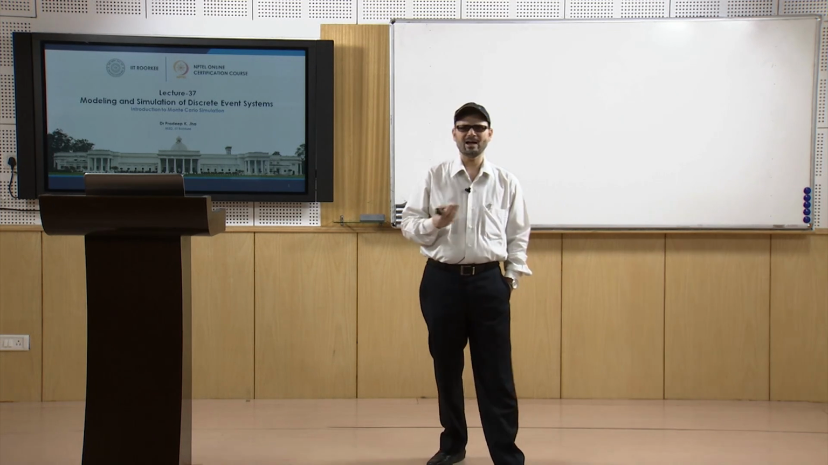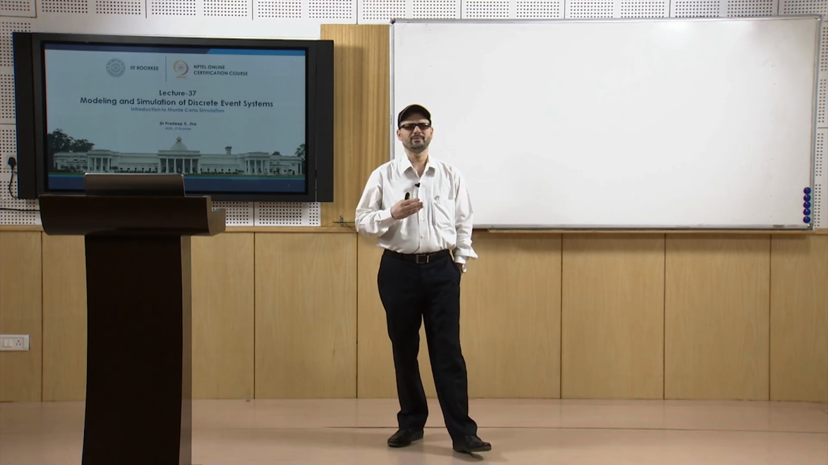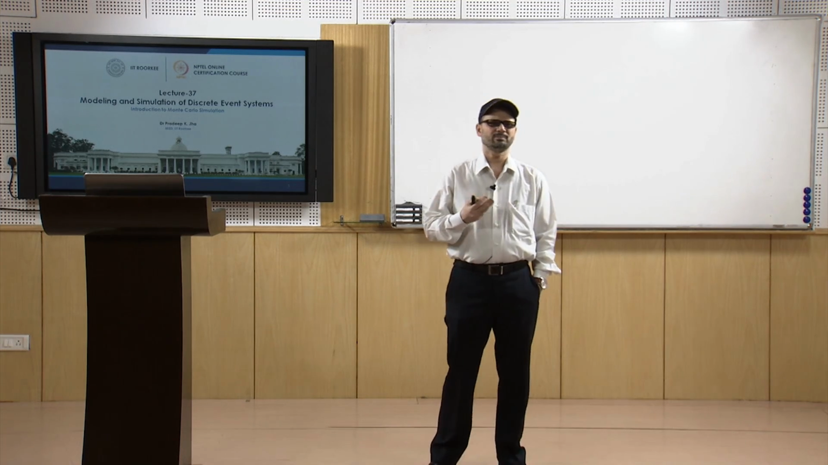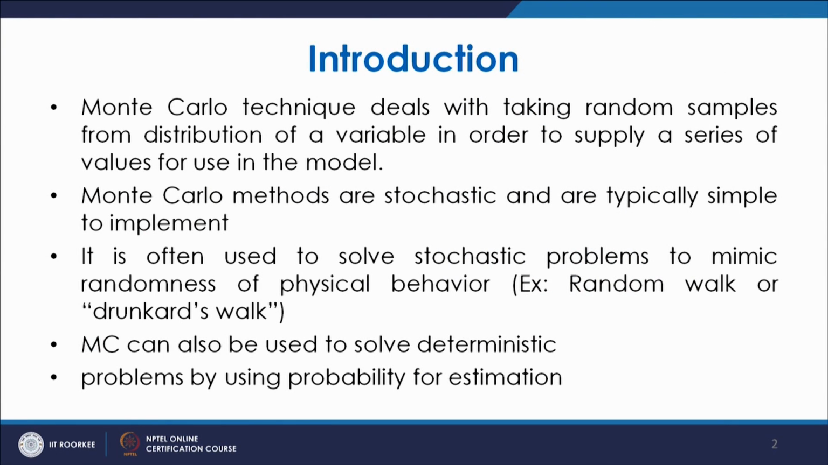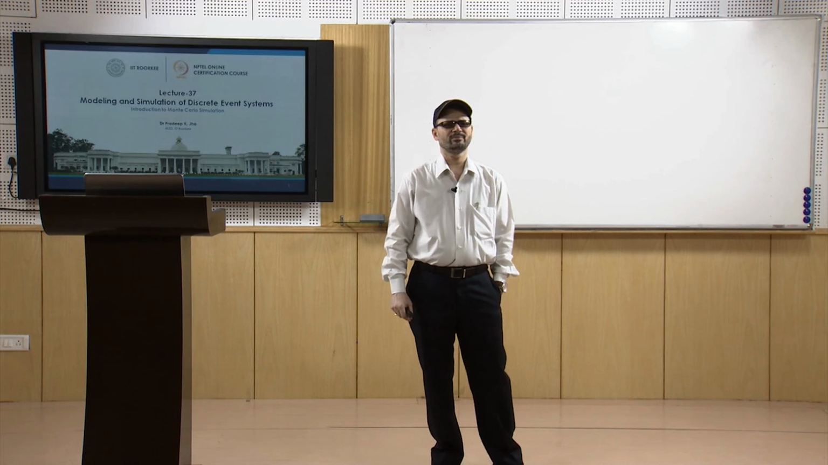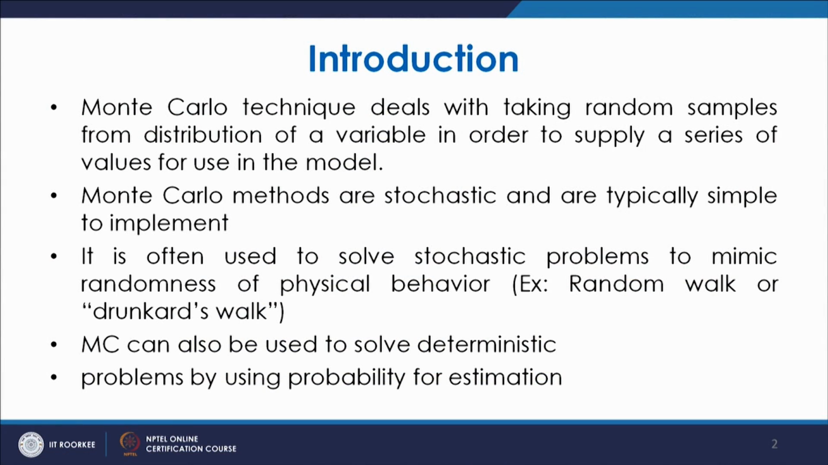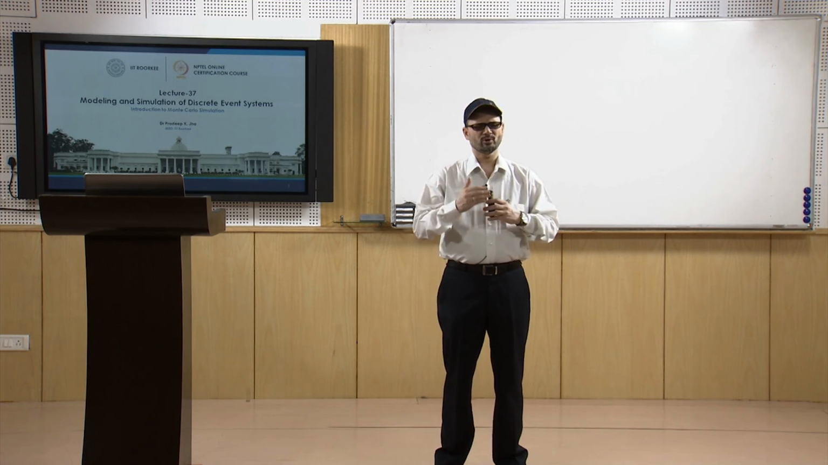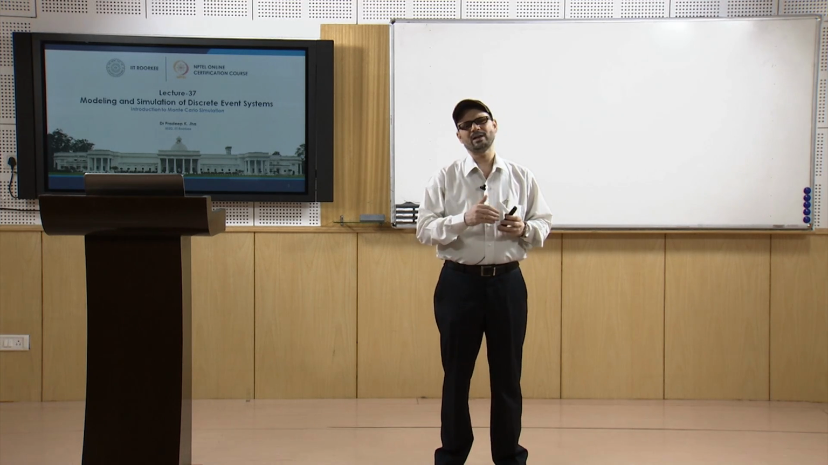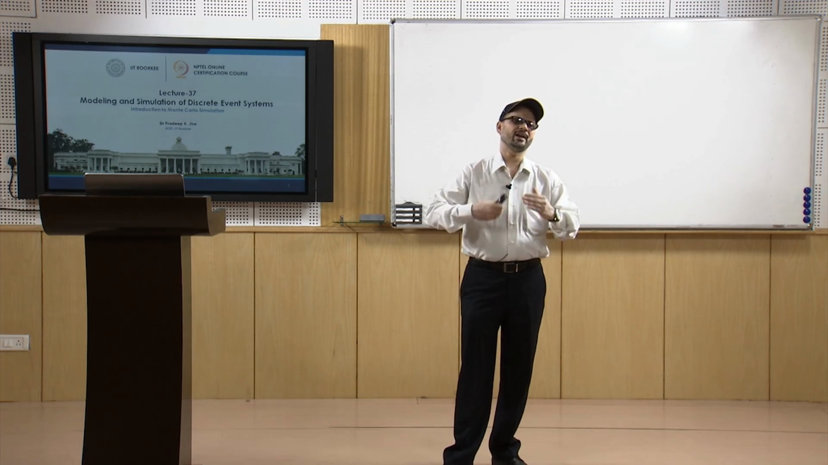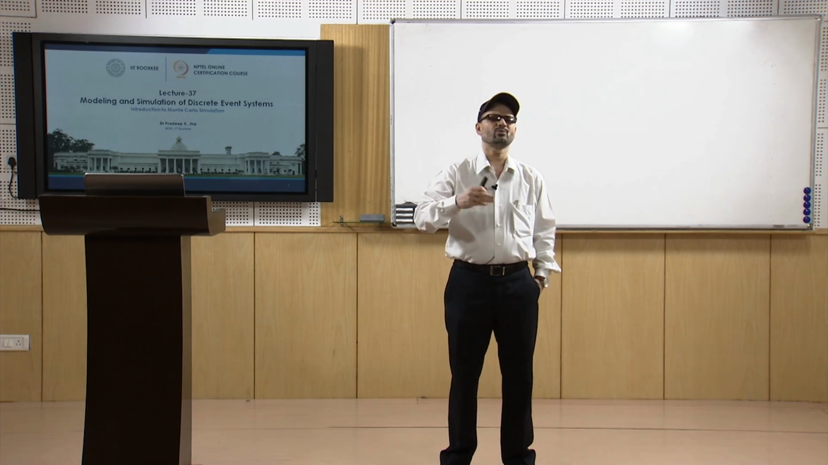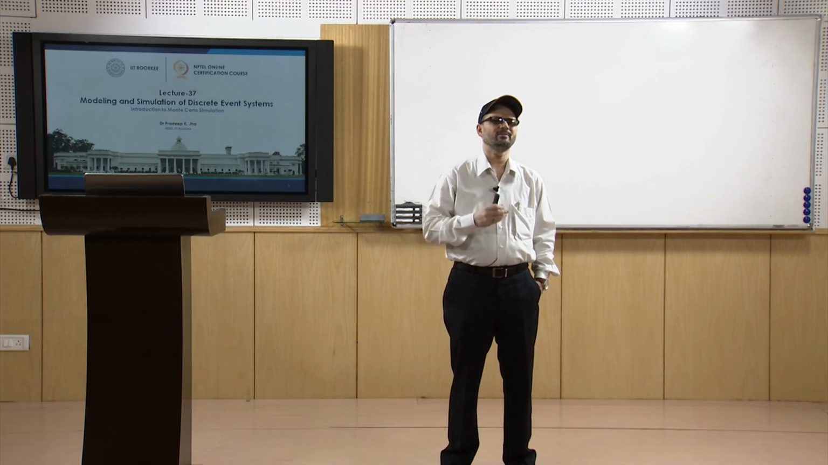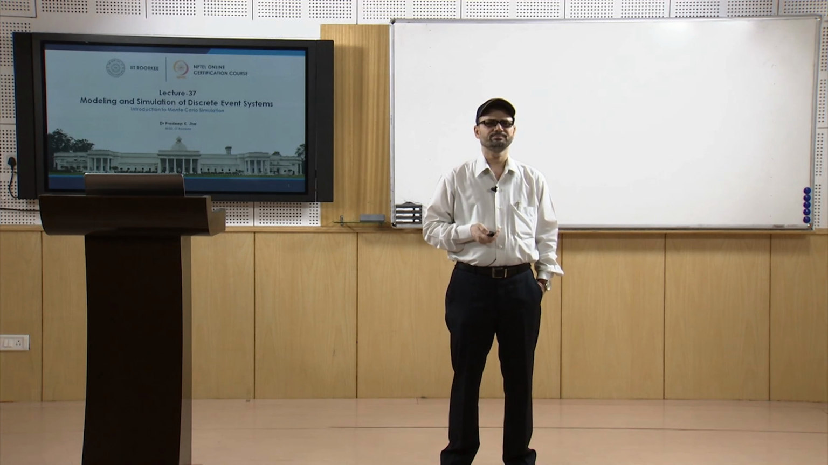To understand what is random, think of the random walk of a drunkard, who can put his foot at any place and can go in any direction. That is an example of randomness. We can even solve some deterministic problems by using probability for estimation, and the Monte Carlo method can be used for that purpose. We will have an example to see how we can find the value of a certain determined quantity by random means, the Monte Carlo method.